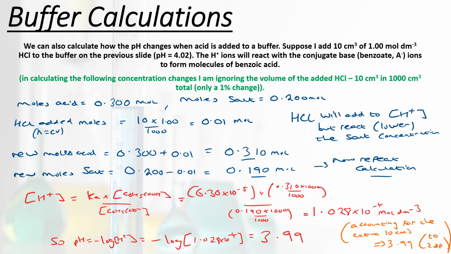So a very, very small amount. Now I repeated the calculation and I accounted for the extra 10 centimeters cubed. So the total volume that I used when I convert my moles back into concentrations was now 1,010 centimeters cubed. And to the 2 decimal places that we have to give pH values to, remember, the answer is 3.99. So it was a reasonable assumption to just use the old total volume.